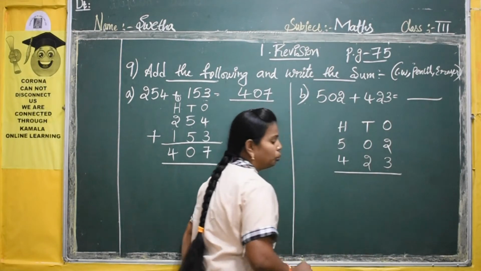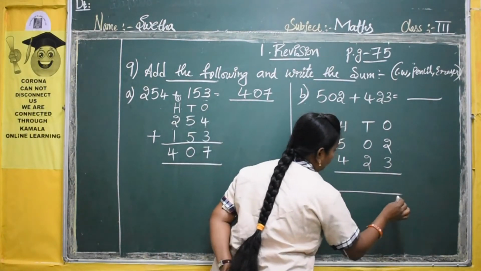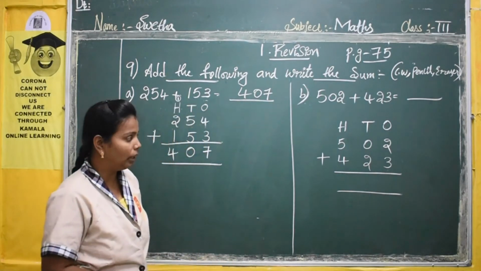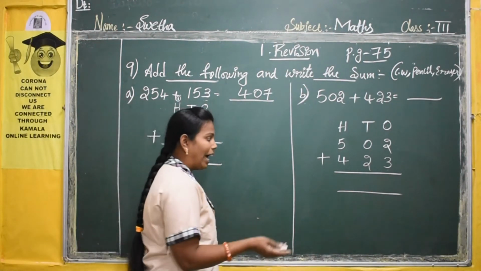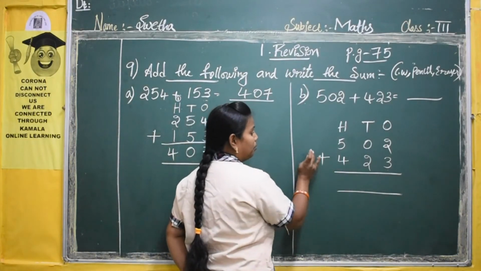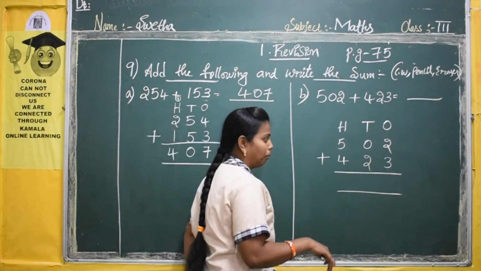Now what you have to do? You have to keep plus sign. Symbols are very important. Without symbol, we don't know that which method you are using there. So as soon as you see the problem, this symbol tells that you have done here addition. So symbol is very important.